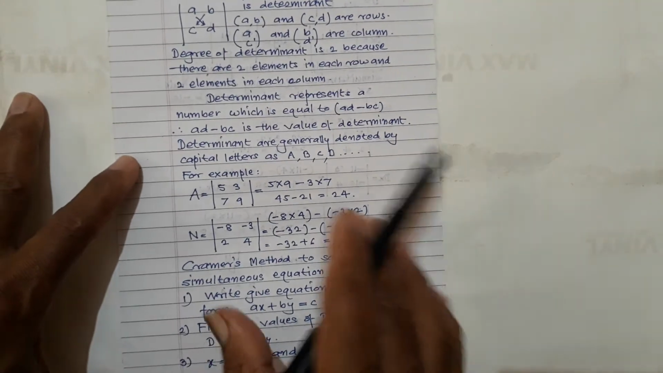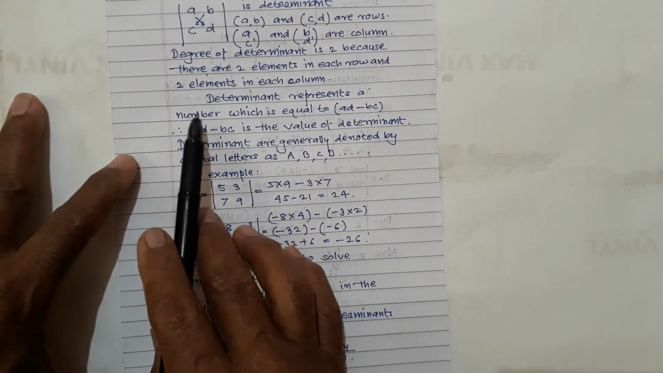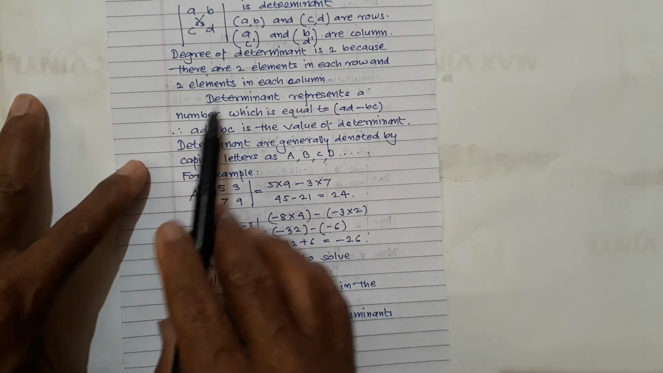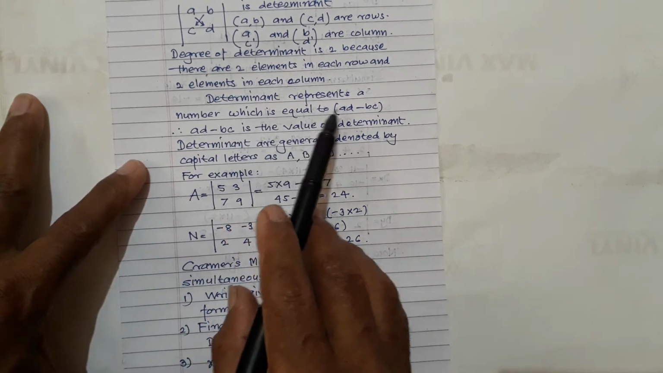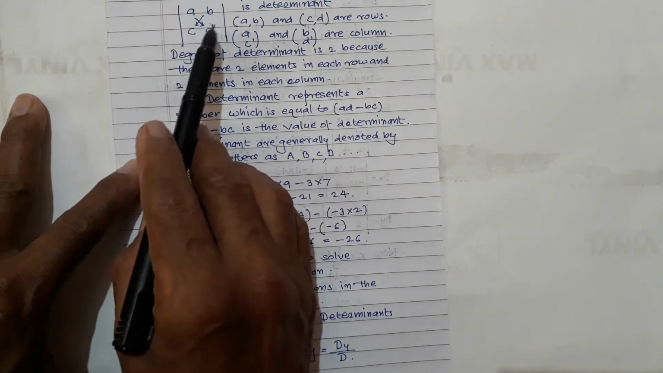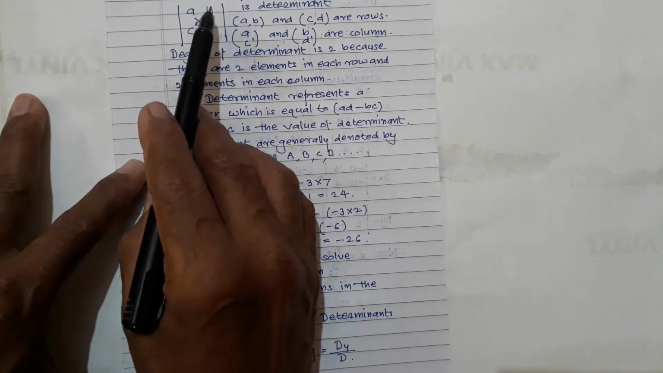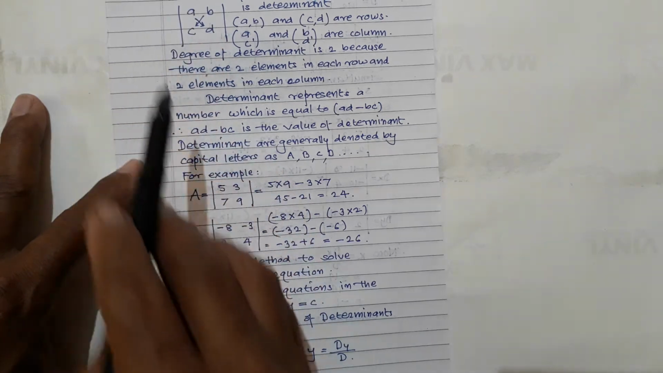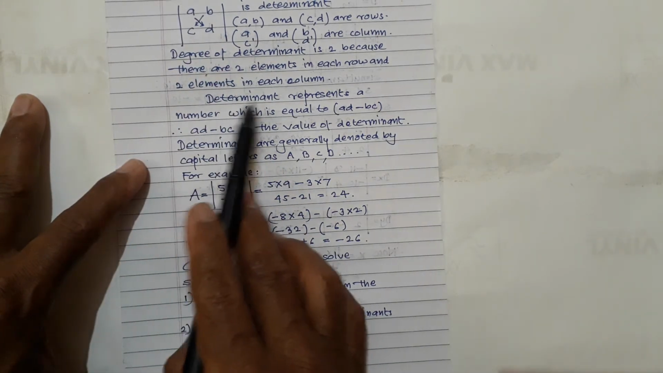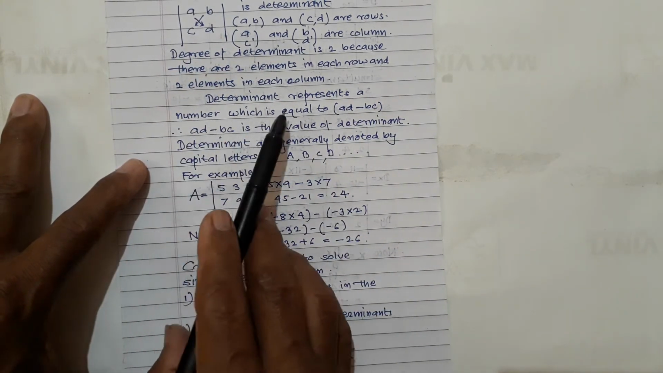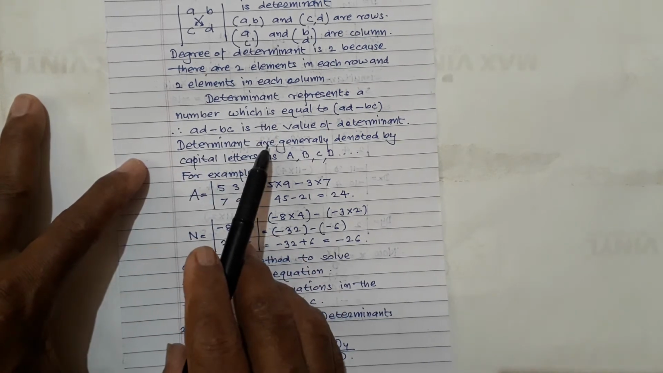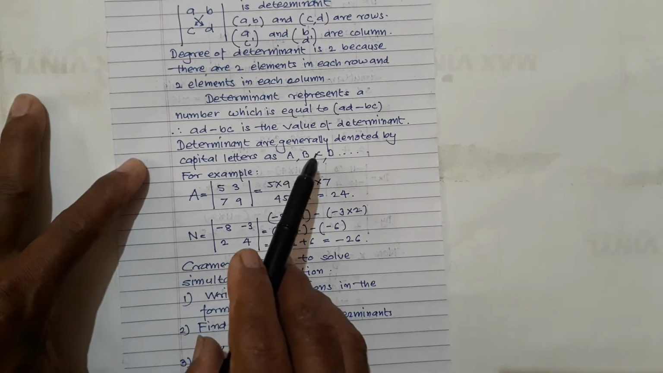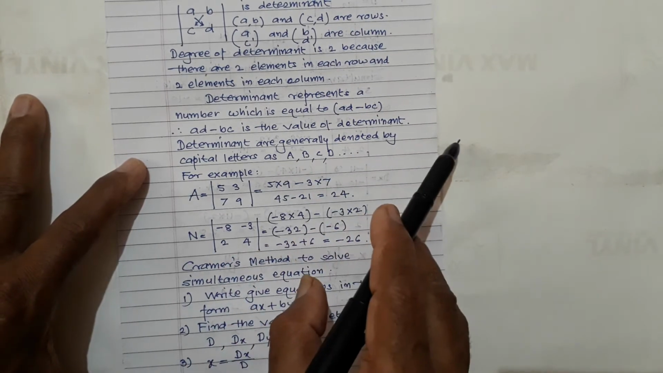Then a determinant represents a number. What is that number? It is equal to a into d minus b into c, whatever the value, that is the number which is represented by the determinant. Determinants are generally denoted by capital letters such as A, B, C, D and so on.